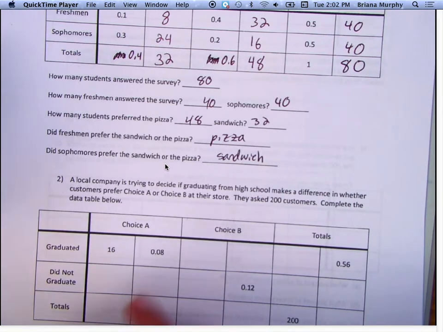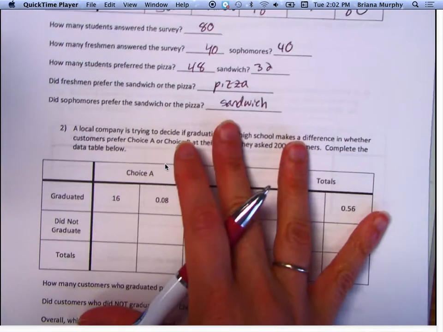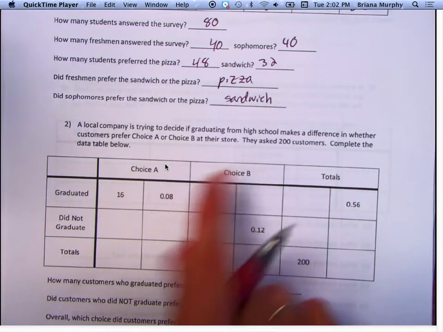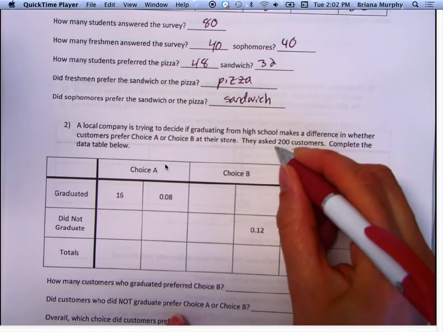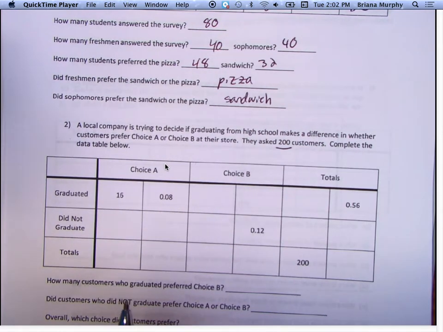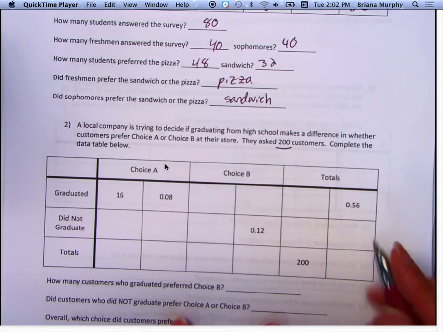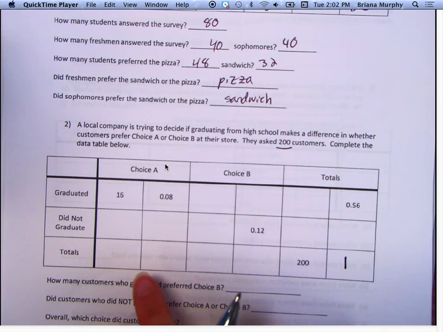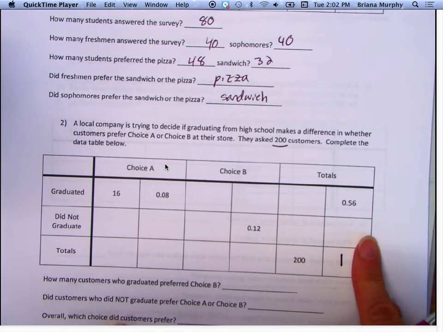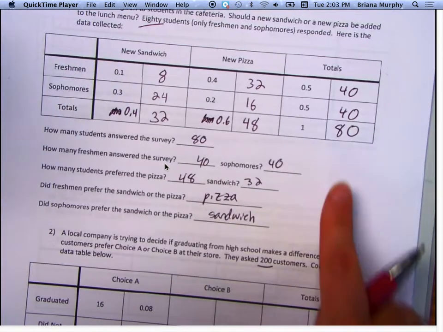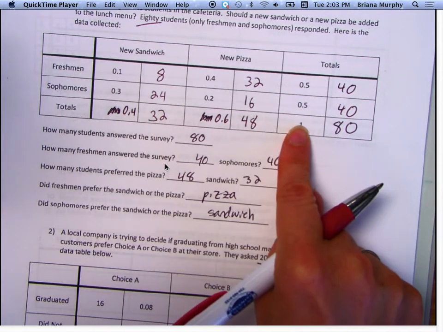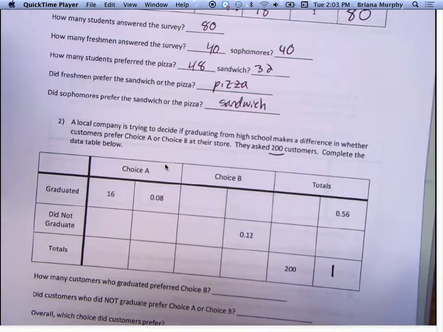Okay. Now, we're going to do the next one. A local company is trying to decide if graduating from high school makes a difference and whether customers prefer choice A or B in their store. They asked 200 customers. Complete the table below. Okay, so 200 out of 200 is going to be a fraction of 1. Okay? Now we've got to figure out the rest of this. Because you know how 100% we say 1? So see how these totals have to add up to 1, the percentages? Okay. So that's the same kind of thing.